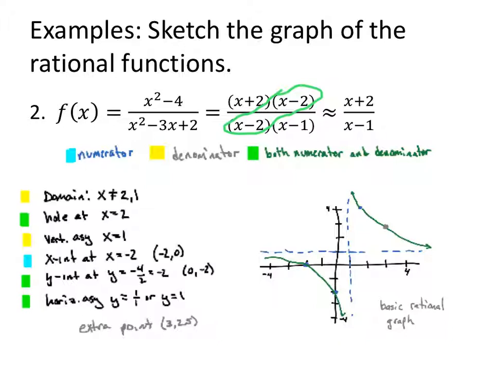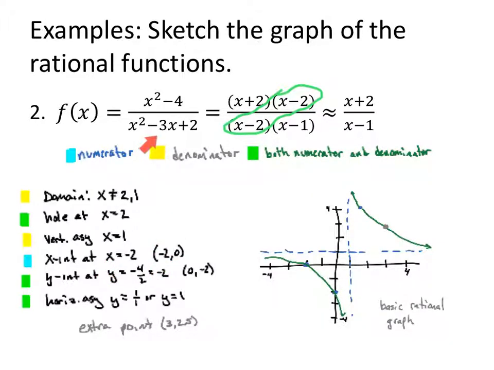So for my domain, x cannot be 2 and x cannot be 1, because they make the denominator 0. My hole is what they have in common. The common factor of x minus 2 turns into a hole at x equals 2. Moving to the simplified version, x minus 1 in the denominator tells me a vertical asymptote, the equation x equals 1. And x plus 2 in the numerator tells me I'll have an x-intercept at x equals negative 2, a factor that leads to the 0, so negative 2 comma 0.